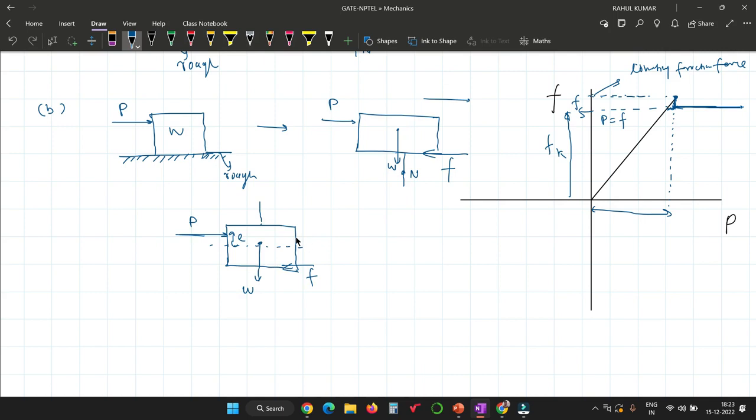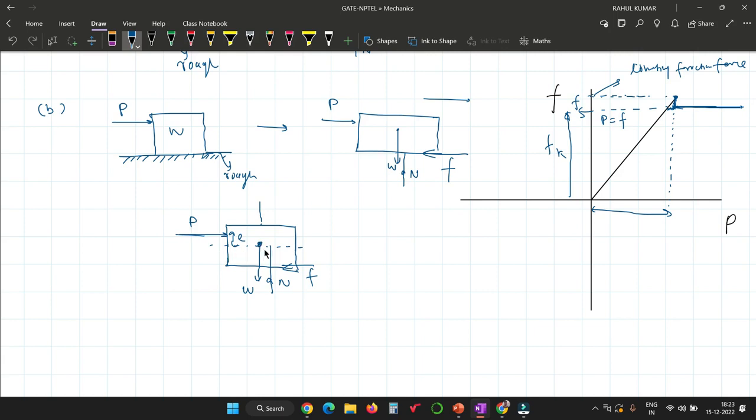Because if the block is in equilibrium, then definitely the external force will be balanced by the friction force, and in the vertical direction the weight will be balanced by the normal reaction N. So the force equilibrium is exactly maintained, but the moment equilibrium is not maintained.